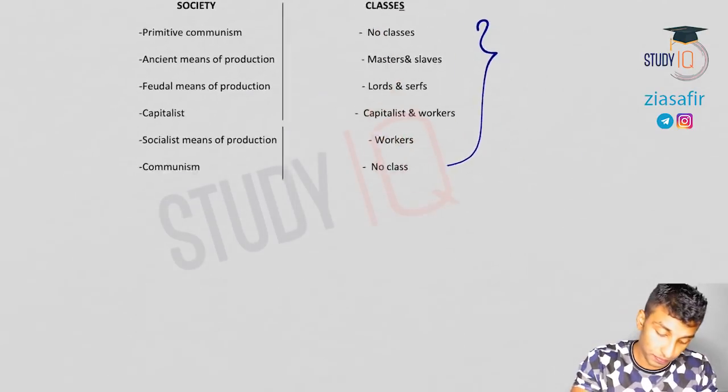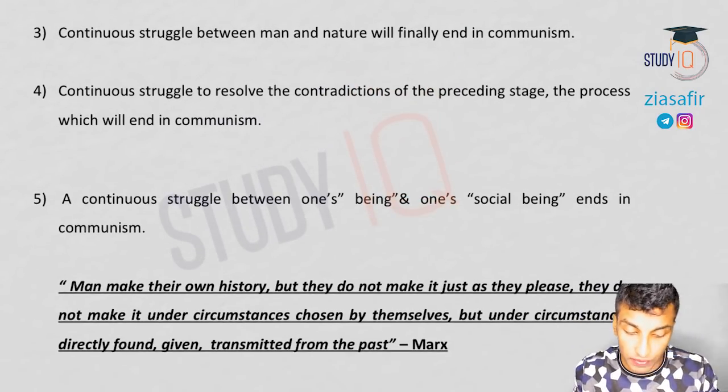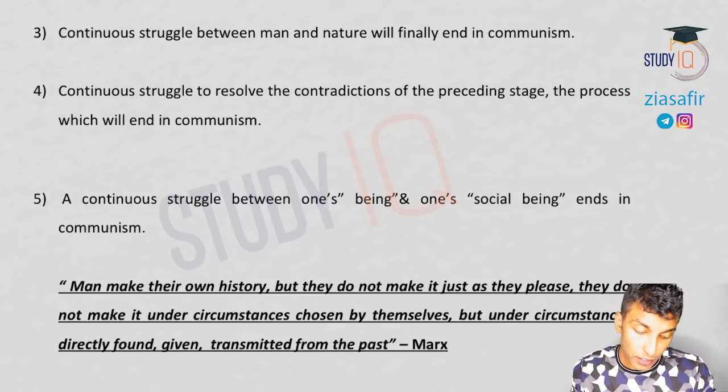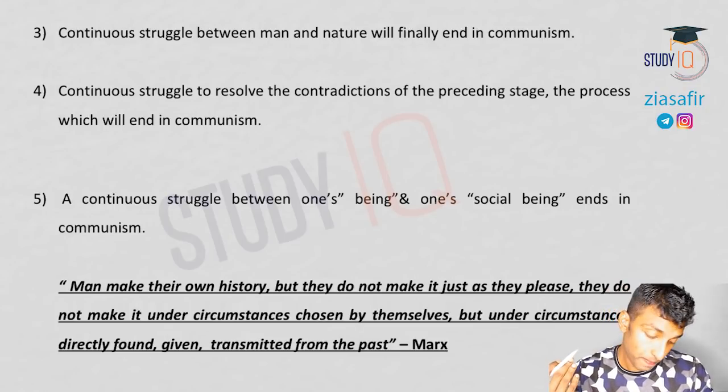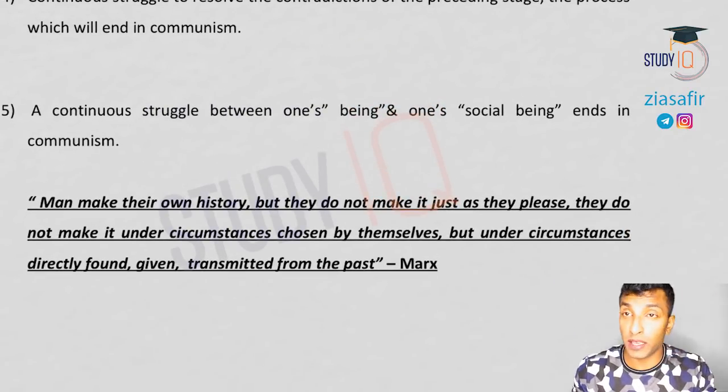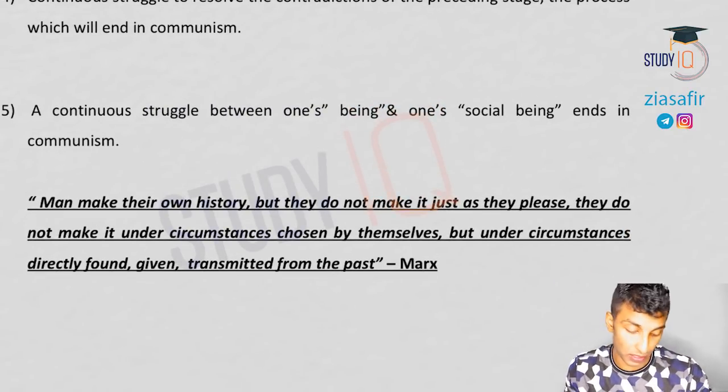You can read this. Continuous struggle between man and nature will finally end in communism. Continuous struggle to resolve the contradictions of the preceding stage. The process will end in communism because in communism there won't be any contradictions. There is no conflict. A continuous struggle between one's being and one's social being will end in communism.